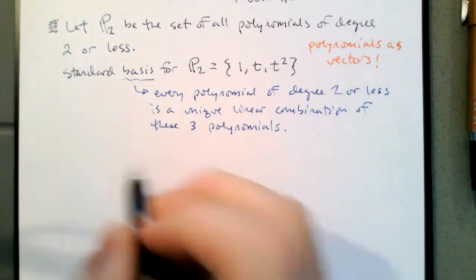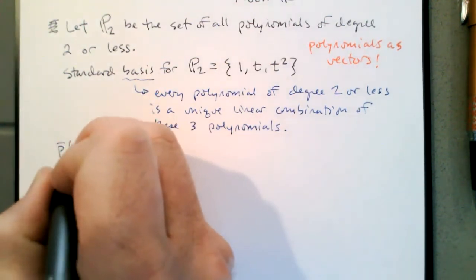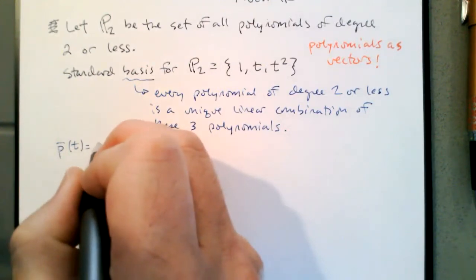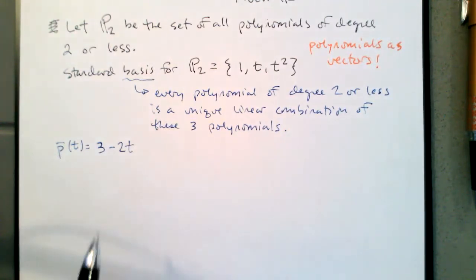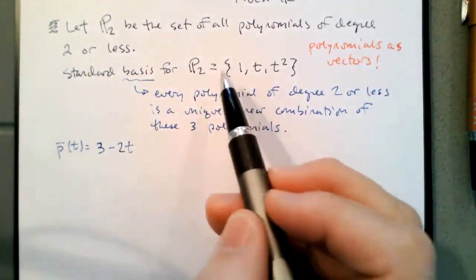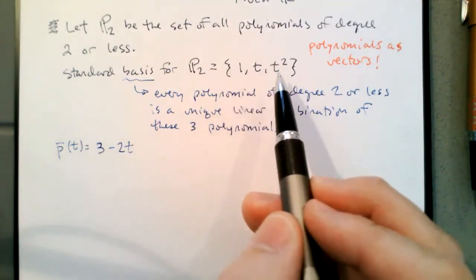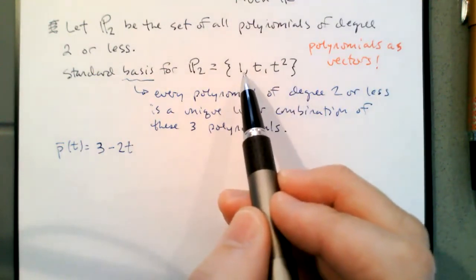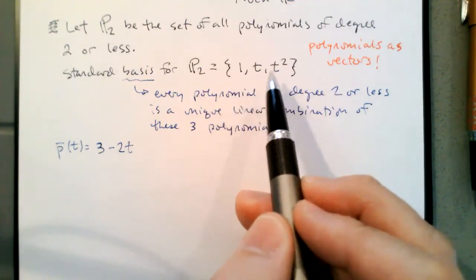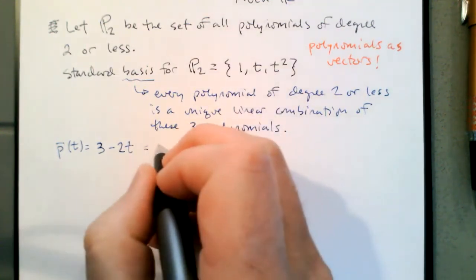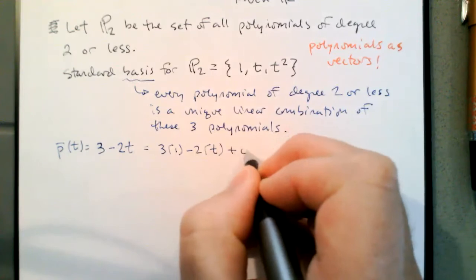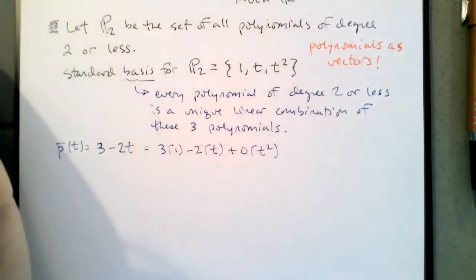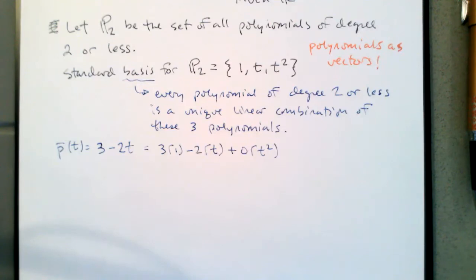So for example, if I write just some polynomial, p of t is 3 minus 2t, I can write that this is a unique linear combination of these three vectors, 1, t and t squared. If I take 3 times the first one, minus 2 times the second one, plus 0 times t squared. So I can say it's 3 times 1 minus 2 times t plus 0 times t squared. And that's the only way to write it as a linear combination of these three polynomials.